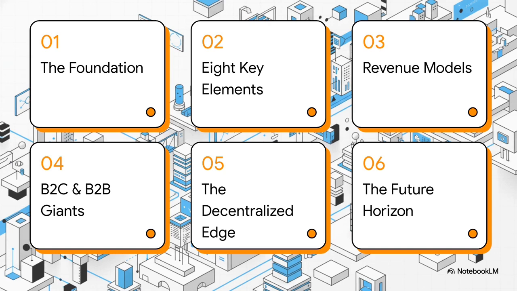Here is our master index for today's schematic. 1. The foundation. 2. 8 key elements. 3. Revenue models. 4. B2C and B2B giants. 5. The decentralized edge. And 6. The future horizon. Let's get right into it.